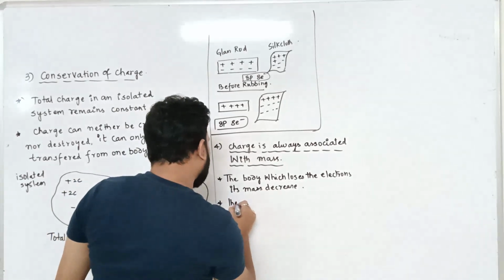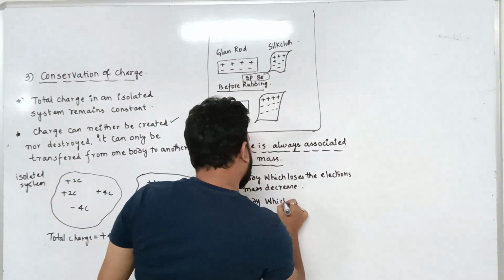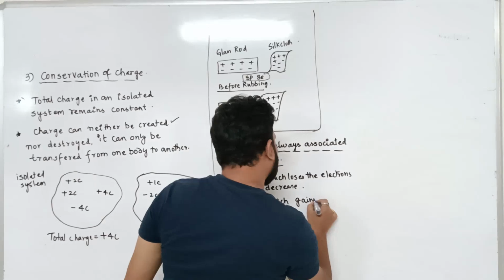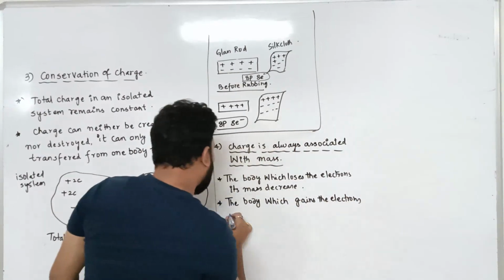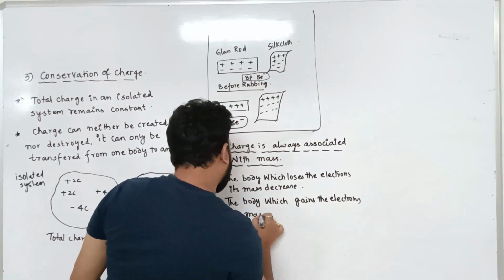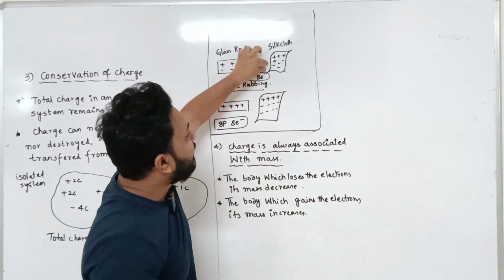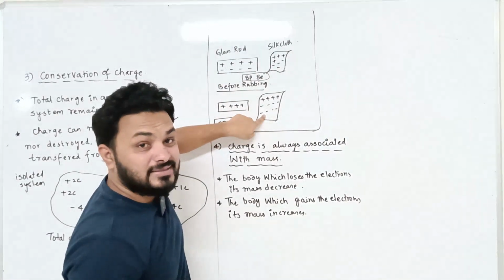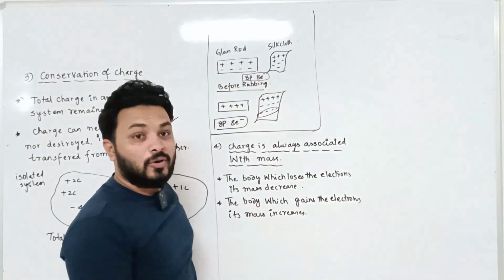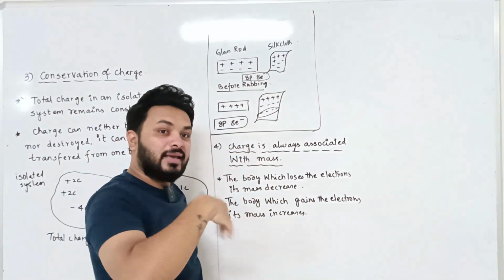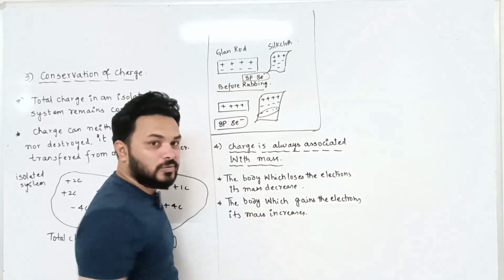The next one, the body which gains the electrons, its mass increases. See here, the silk cloth is gaining the electrons. There is an excess of electrons. इसका मतलब 4 into 9.1 into 10 to the power minus 31 kg has been gained by the silk cloth. The body which gains the electrons, its mass also increases.